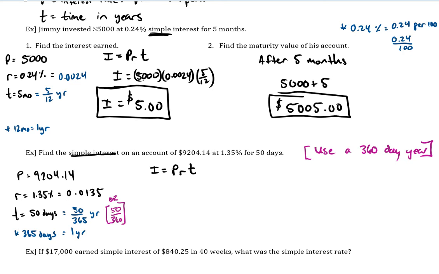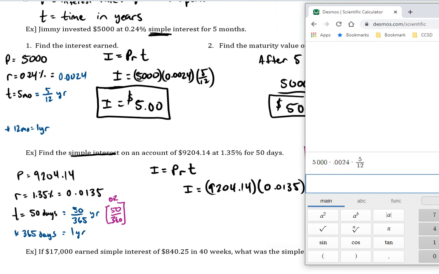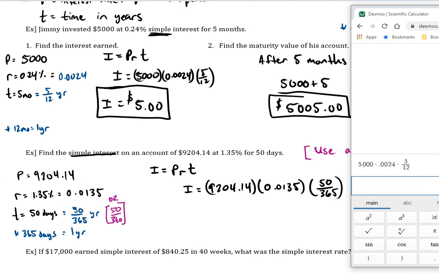All right, so anyway, now we do have everything. We'll use the one in the blue. So we have I equals our 9204.14 times the 0.0135 and then times the 50 over 365. So just like that. Okay, and then again, I need my calculator. Okay, so here it is, and I'm going to put it to the side for now so you can still see it.